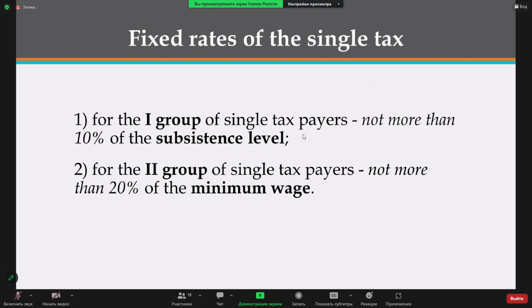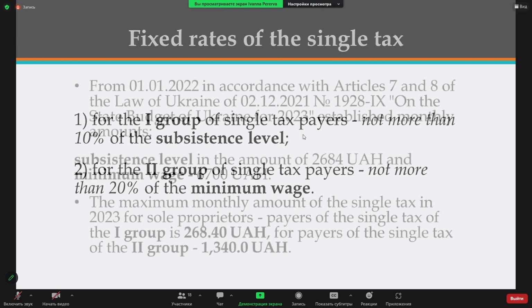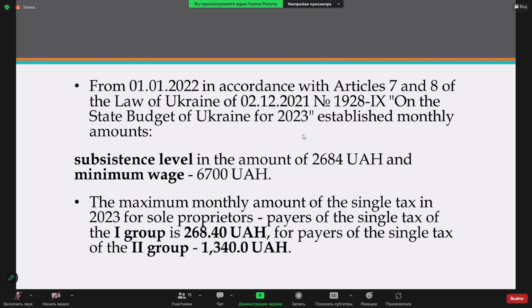For the first group, the single tax is not more than 10%. For the second group, it's not more than 20% of our minimum wage. Okay, let's move on. Here you can see calculations of how much each of these two groups will pay.